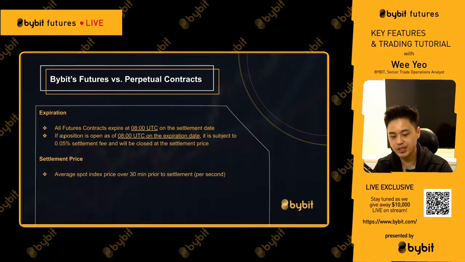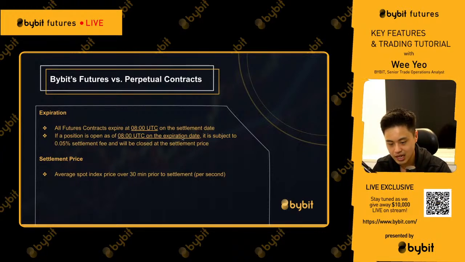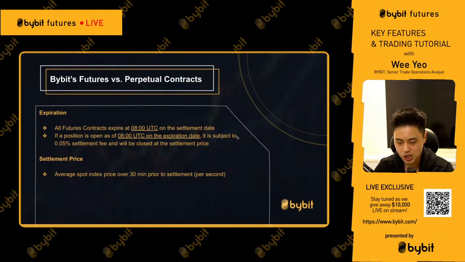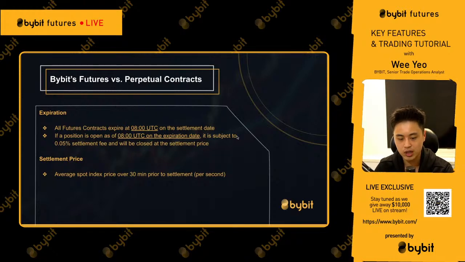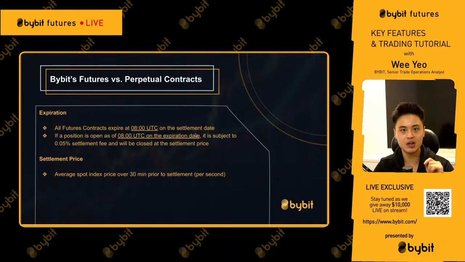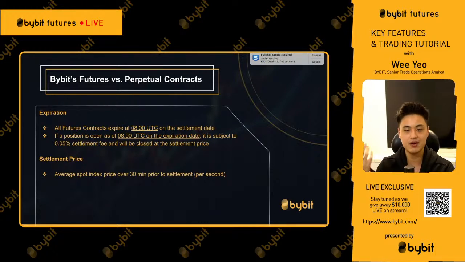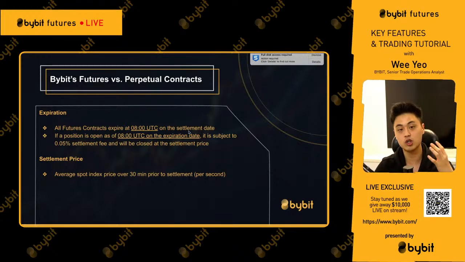When a position has been open and is closed at this particular timing, the position will be subject to a 0.05% settlement fee. This settlement fee will basically be your exit fee, and every trader who has a position at the time will be required to pay this fee. The calculation for the P&L is going to be the same.